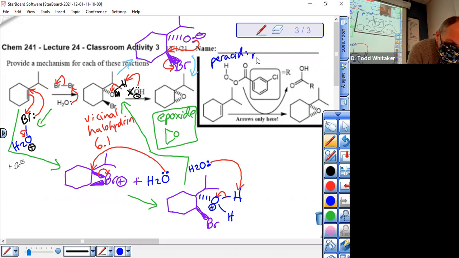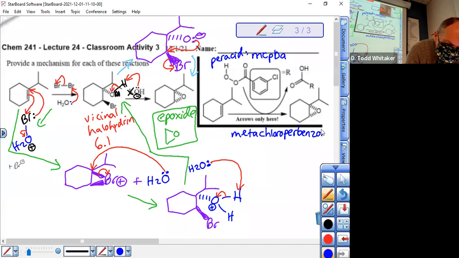And its initials are M, C, P, B, A. Meta, chloro, per, benzoic acid. This is a per acid, as its name implies.